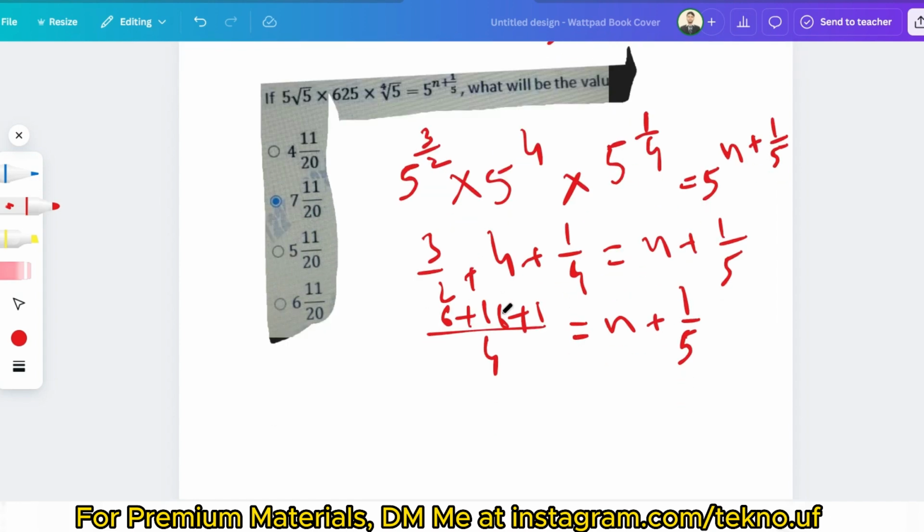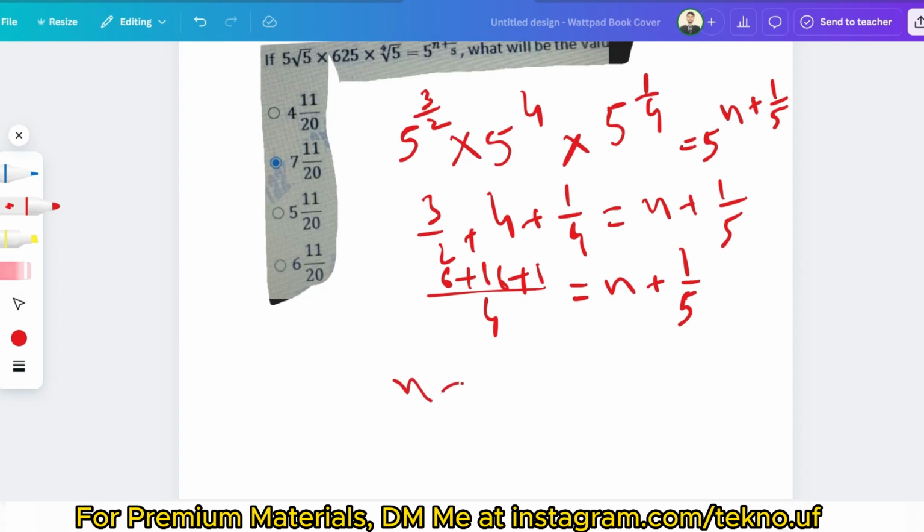So we can write n is equal to 23 by 4 minus 1 by 5. So just get the solution of it. This becomes 25. Am I wrong somewhere? 2 twos are 6, 4 fours are 16.